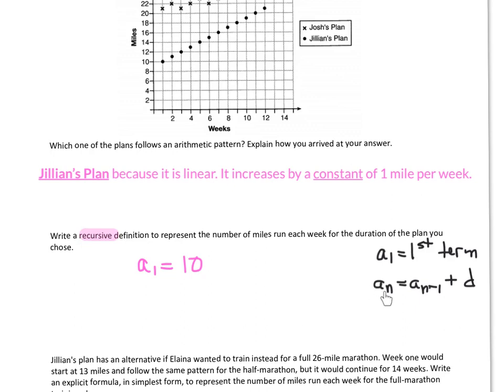Okay, and then we're going to say on the nth week, that's going to be equal to the previous term plus the common difference. If you look here, she's going from week 1 to week 2, from 10 to 11 miles. Then from week 2 to week 3, she's going from 11 to 12 miles. Basically what she's doing is she's increasing the number of miles she's running by 1 mile per week. So the common difference here would be 1. And that would be our recursive formula.